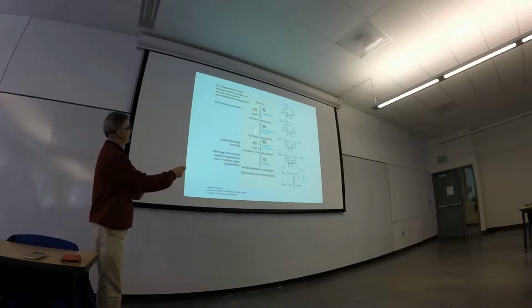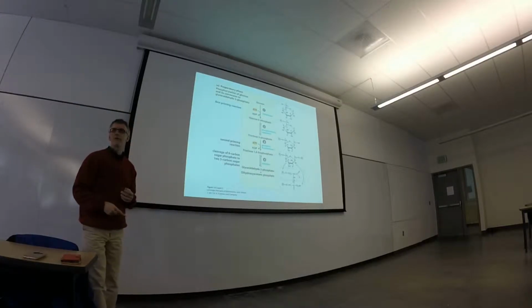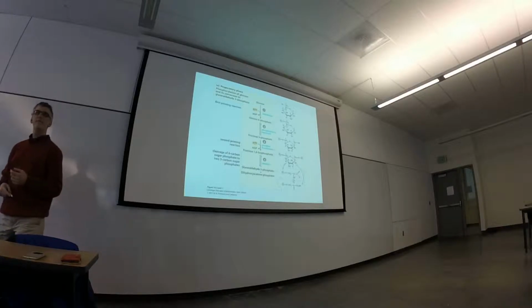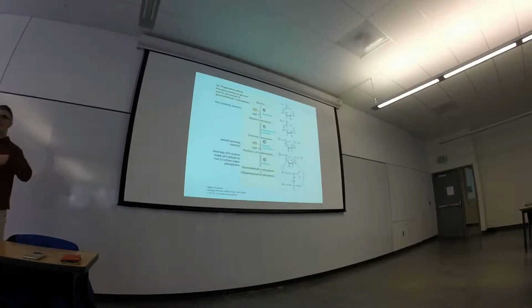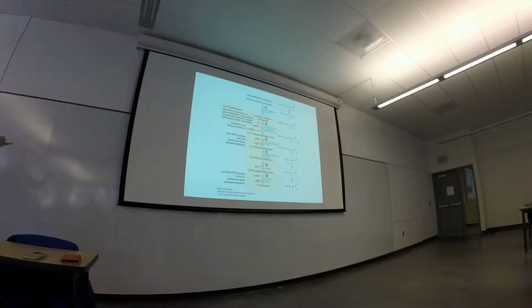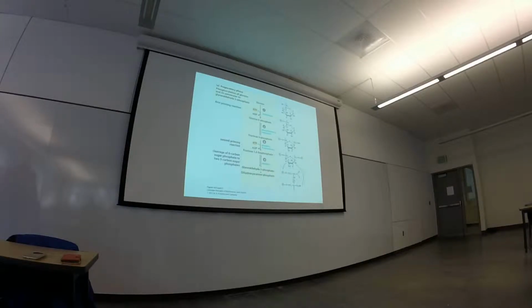Notice that we're investing 2, but we made 4. There were 2 steps in here. There's 2 steps here, and there's 2 steps here. But here it's 2 times 2, because you split the 6-carbon glucose into 2 3-carbon compounds.